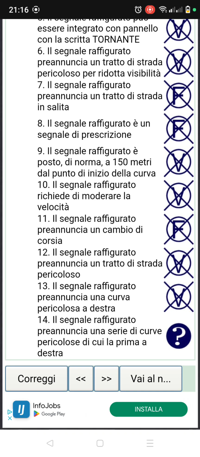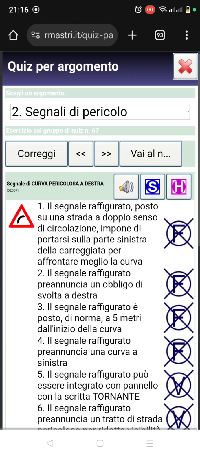Number 14. Il segnale raffigurato pronuncia una serie di curve pericolose di cui la prima a destra. No, it's false. This one is not a series of curves, just one. Series means plenty. So announcing a series of curves, dangerous, of which the first to the right. No, this one is not a series. It's announcing only one curve, not a series, not plenty. Series is many. So let's correct it and see.